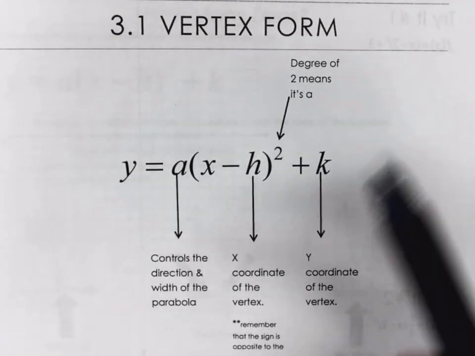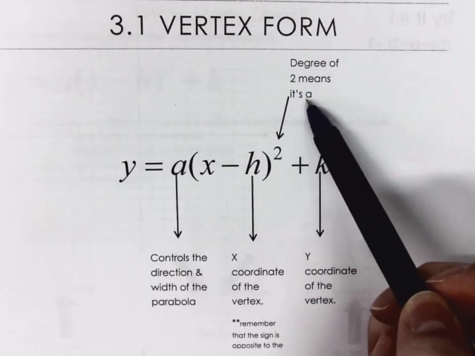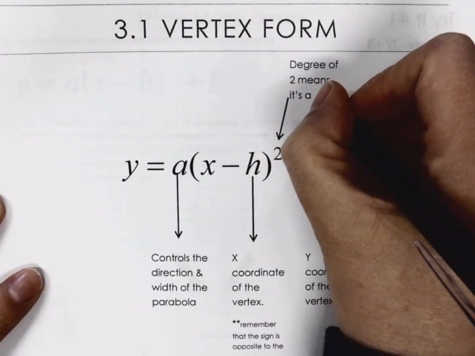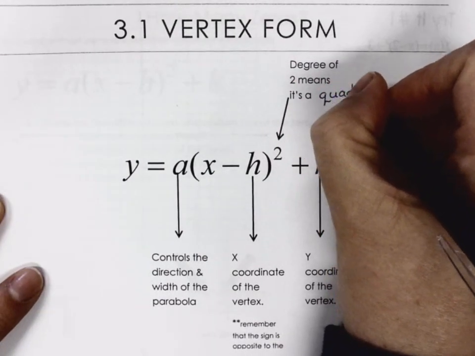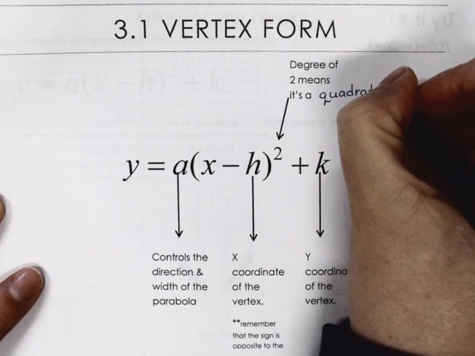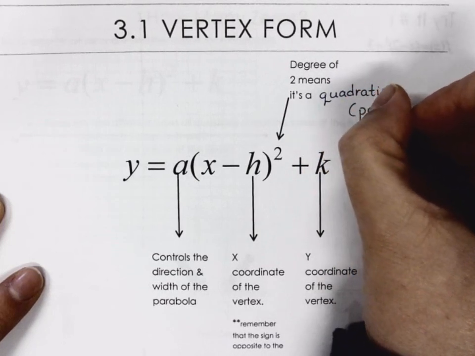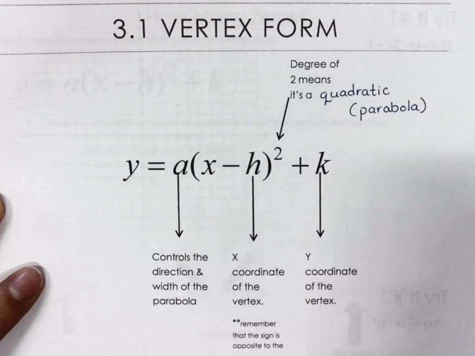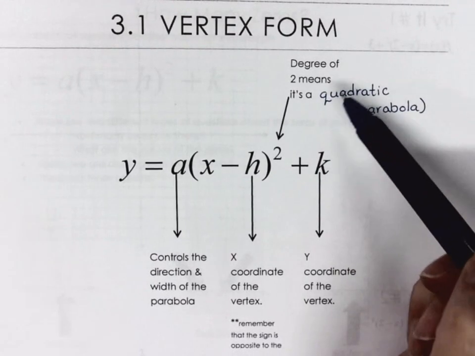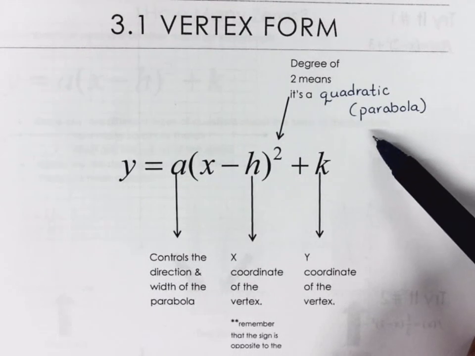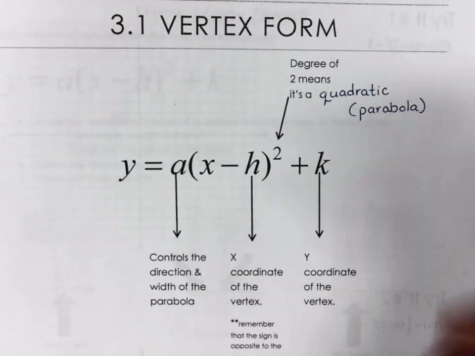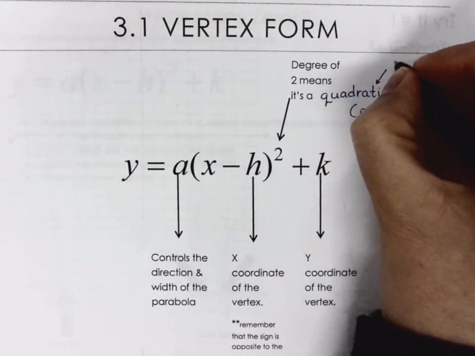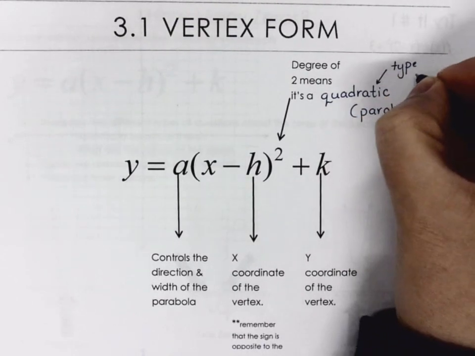A couple of things. A degree of 2 means it's what type of function? It's a quadratic. That's parabolas, right? And that is a parabola. So the type of function is a quadratic, but the shape it makes when you graph it is that parabola. So parabolas are the graphs, and the quadratic is the type of function.